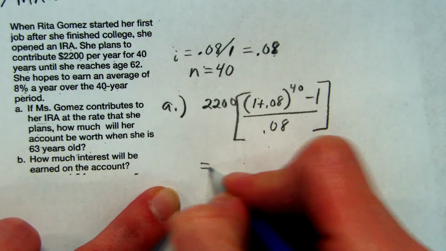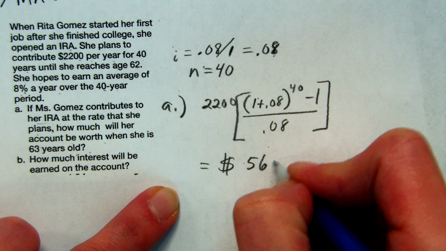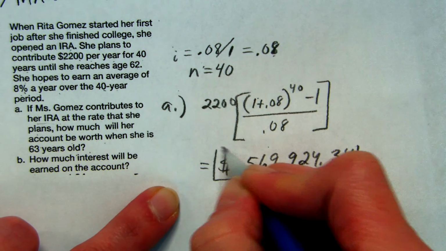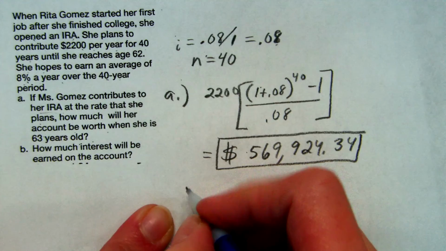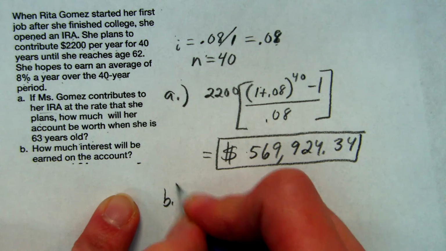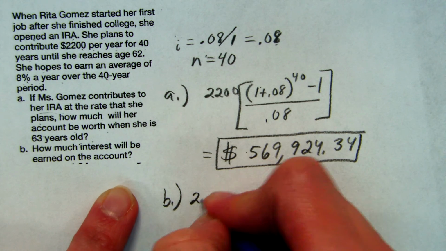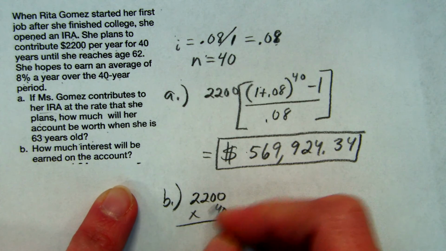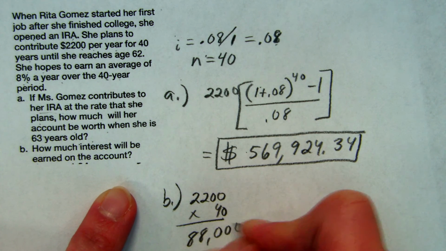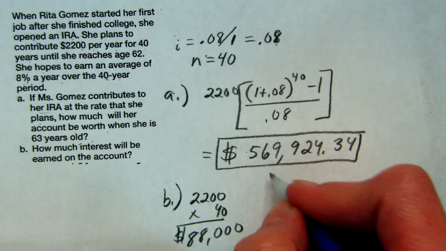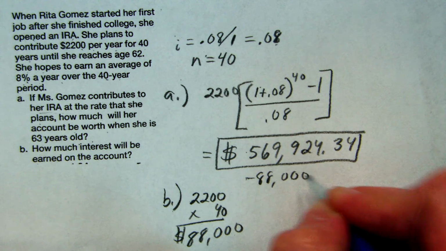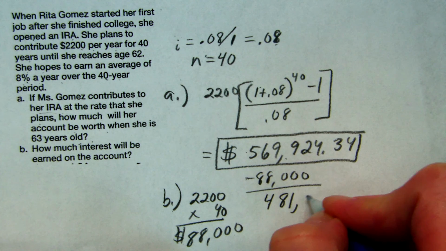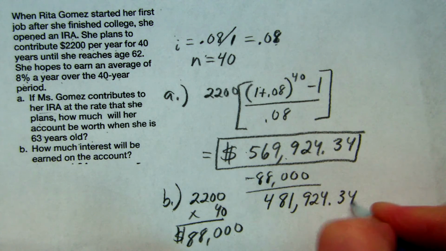And if you type all that into your calculator, you get $569,924.34 that she will get out of that IRA. It's kind of exciting. How much interest will be earned? So she's paying for 40 years at $2,200 a year. So that means she pays, 40, I wrote 4. So if you work that out, she will pay in $88,000, and then if you subtract that from this number, you find out that she earned $481,924.34.